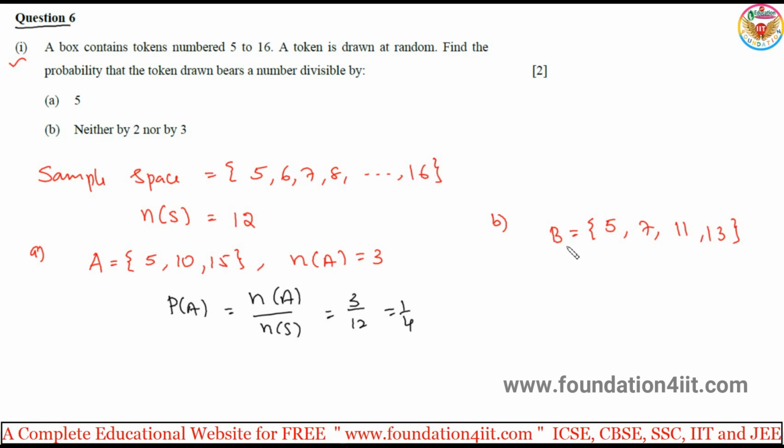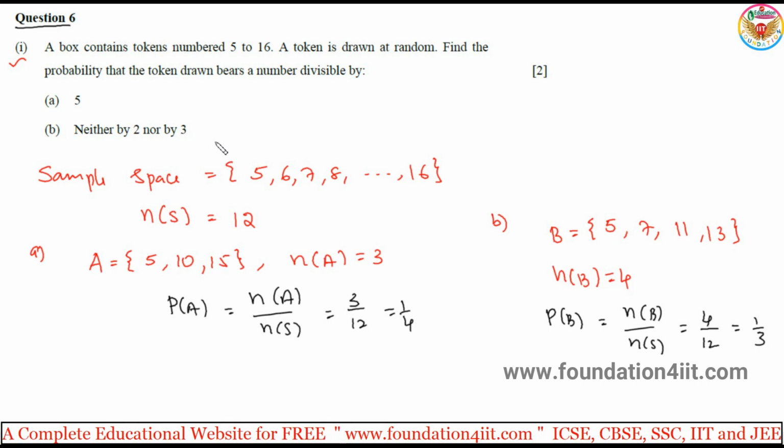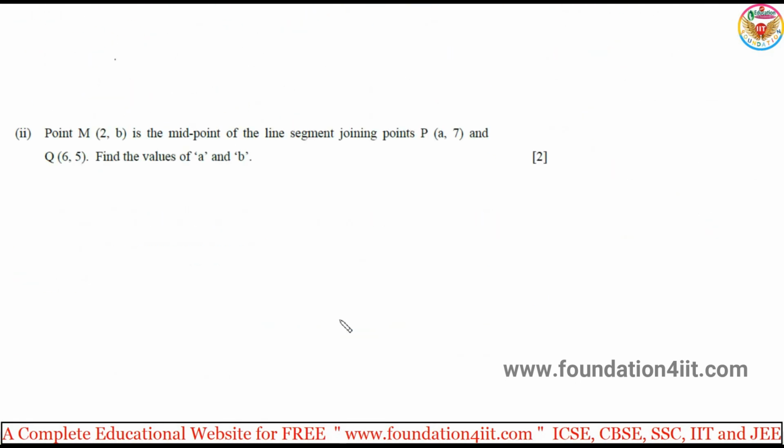Neither nor, it should not be both. Then n of B, number of elements in the event, this is 4, right? Then the probability of this event is n of B by the same sample space. So 4 by 12. 4 1s are 4, 4 3s are 12, so 1 by 3. 1 by 3 is the probability of this. This is the question. And next one, this is the problem.